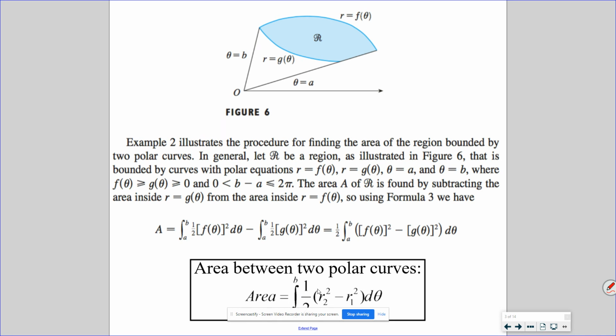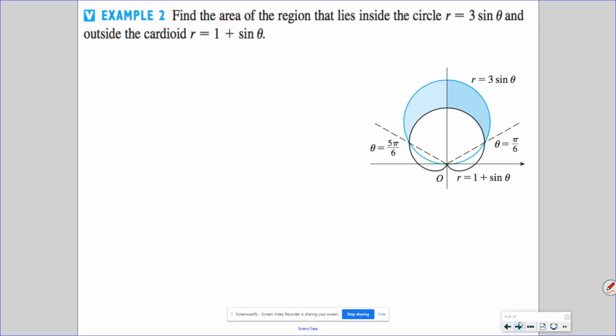Okay, now here's the catch. This really only works if there is clearly a curve on top and a curve on bottom. If there's like a side-to-side thing, you're not going to be able to use this technique. We will talk more about that next week.